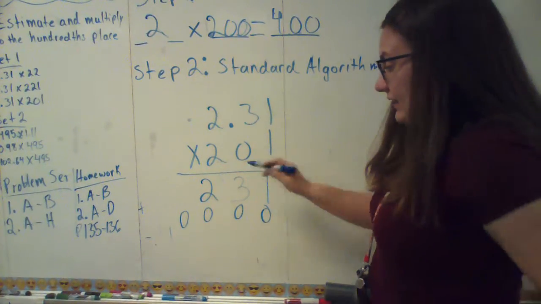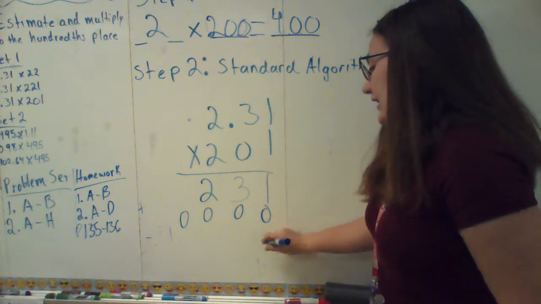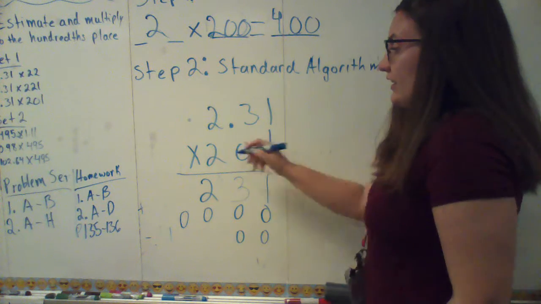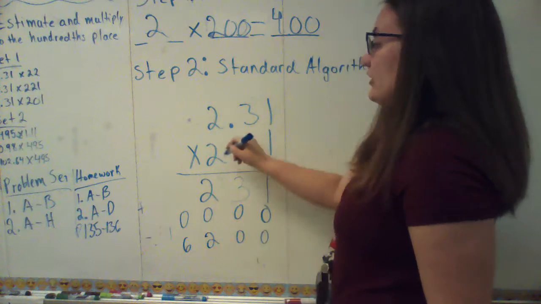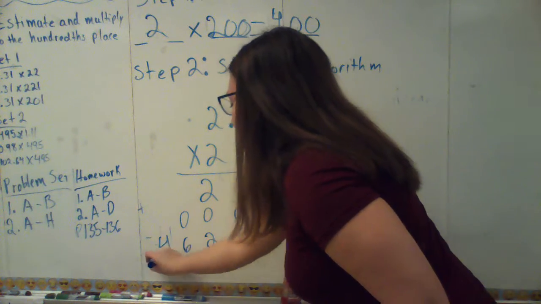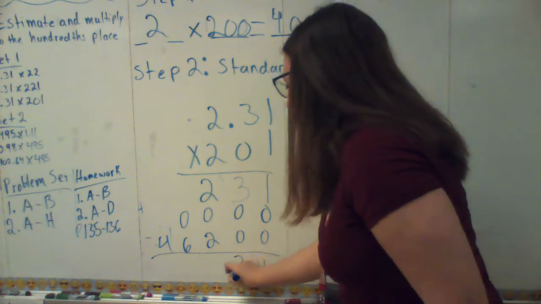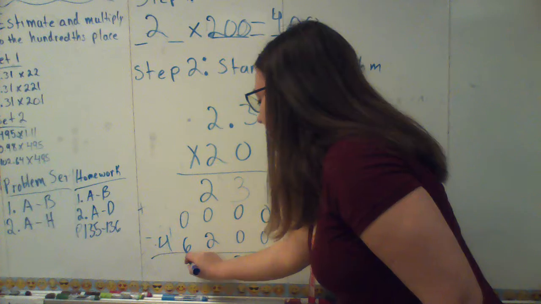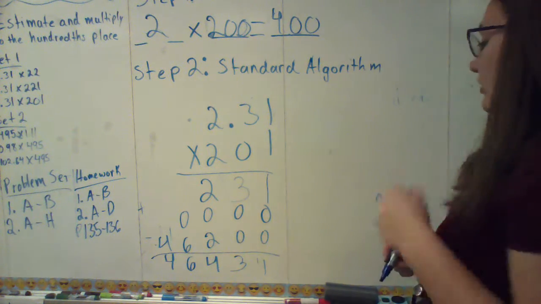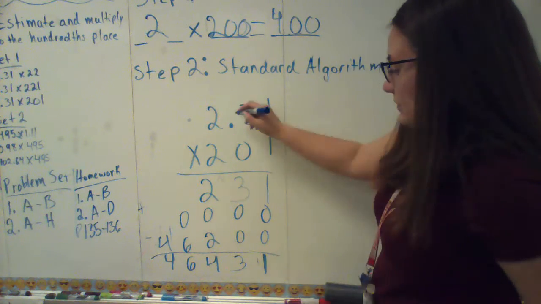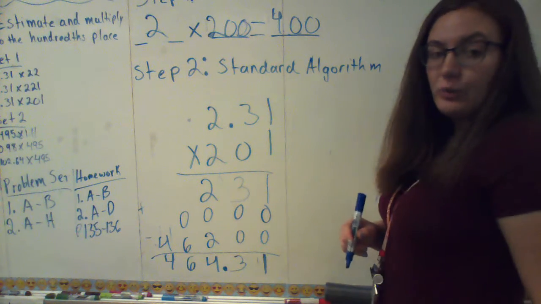Now, for this last number, last factor, we have to multiply that out. But before I can do that, I have to make sure I add those two zeros. So 2 times 1 is 2, 2 times 3 is 6, 2 times 2 is 4. And now I can add everything up. That's 1, 3, 4, 6, 4. And I have to now figure out where does my decimal go. So my decimal comes straight down, and my answer is 464 and 31 hundredths.